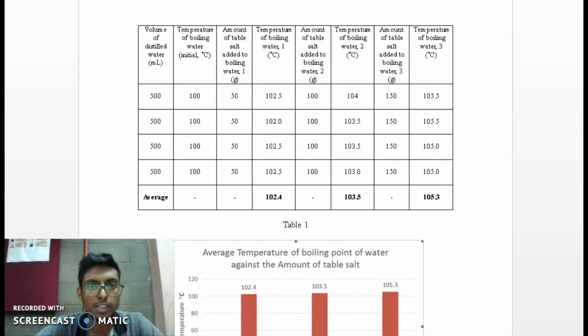Now I'm going to explain about the result. So the first table shows what will happen to the boiling point of water when the amount of table salt is changed. We know that the constant will be the volume of distilled water, which is 500 ml. So the amount of table salt changes from 50 to 100 and 150.